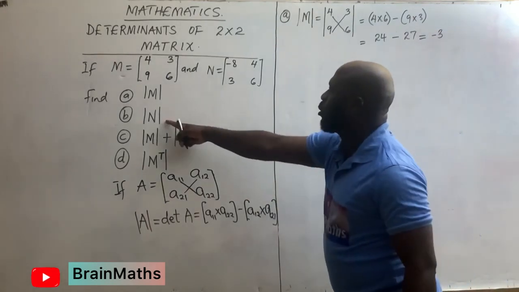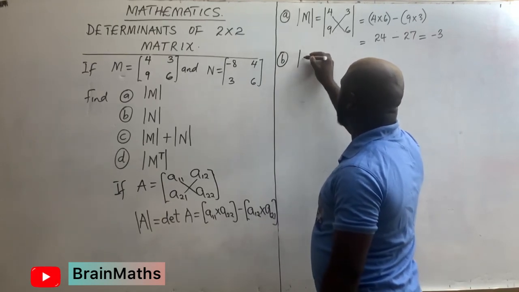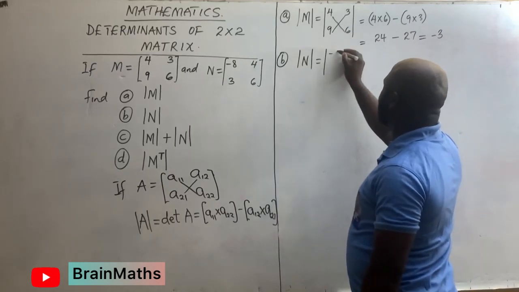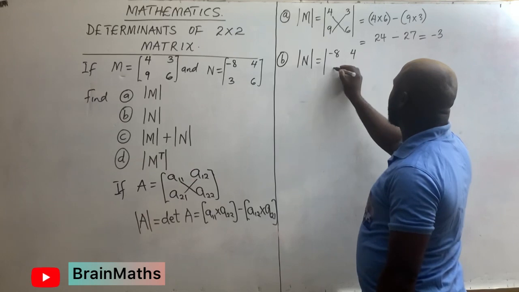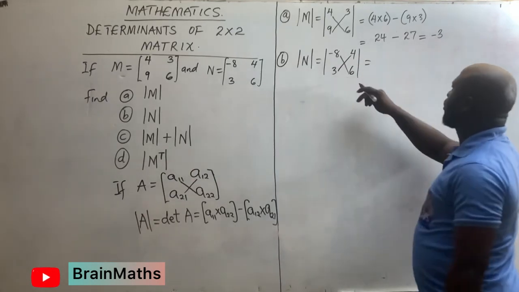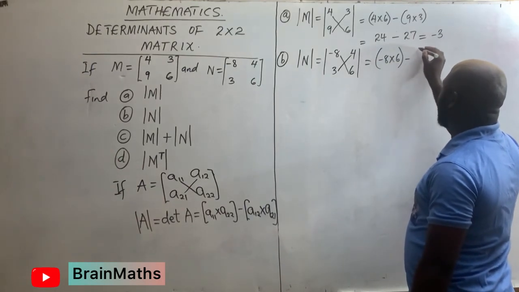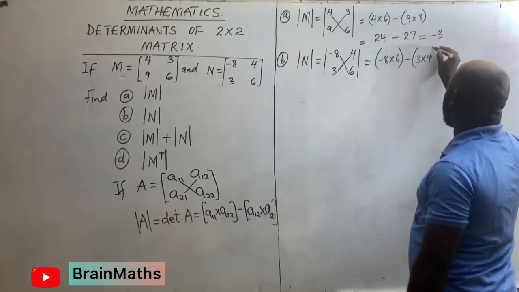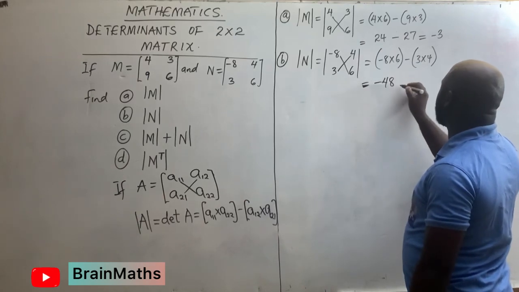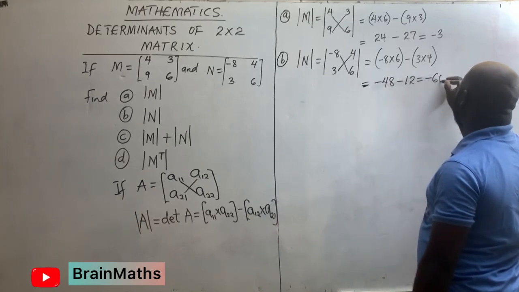Now, if we take the second one, which is matrix N, B, the determinant of matrix N, which is minus 8, 4, 3, and 6. Using our diagonals, we have minus 8 times 6 minus 3 times 4. Minus 8 times 6 is minus 48, minus 3 times 4, which is 12, gives minus 60.